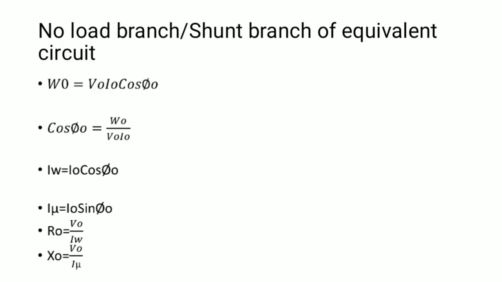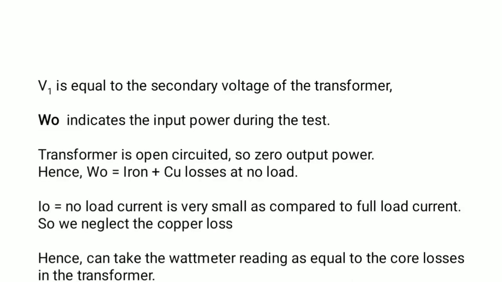So core loss is equal to V0 I0 cos phi 0. So with the help of this formula, we can find out the power factor of the transformer cos phi 0. With the help of that, we can find out the active component of the current IW, which is nothing but I0 cos phi 0, and magnetizing component of the current I mu, which is I0 sin phi 0. Now the R0 is nothing but the V0 upon IW and X0 is nothing but the V0 upon I mu.